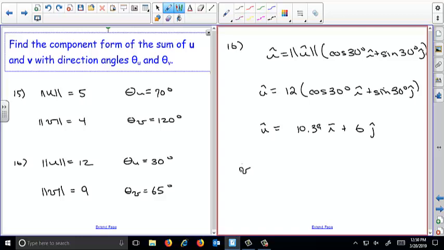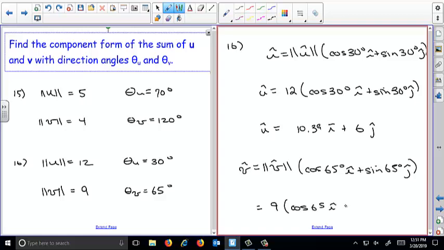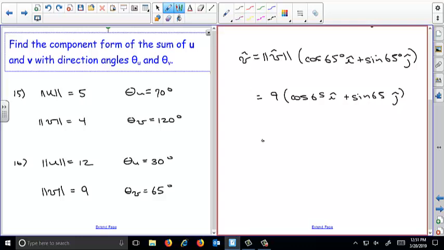Okay, so same thing here for v. Magnitude of v times the cosine of 65 degrees i plus the sine of 65 degrees j. So that's 9 times the cosine of 65 times i plus the sine of 65 times j. So 9 times the cosine of 65 is 3.80 i. And 9 times the sine of 65 is 8.16 j. So that's vector v.